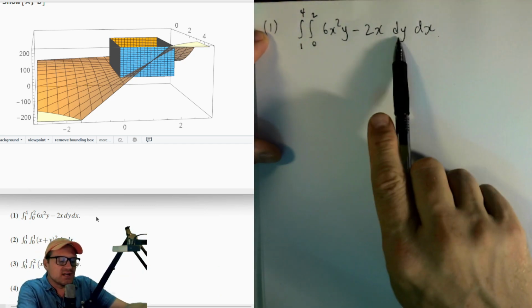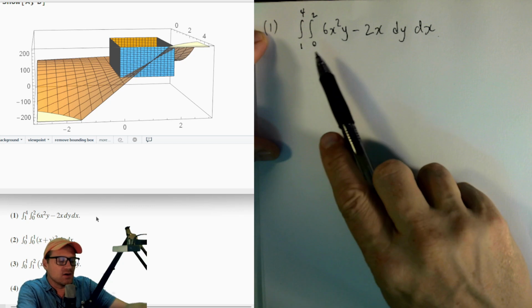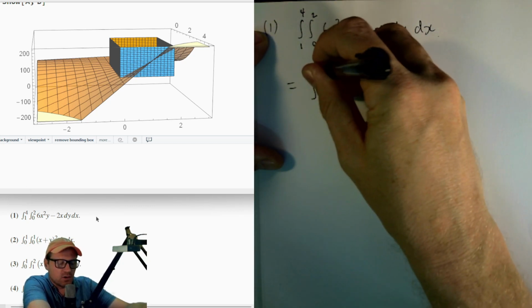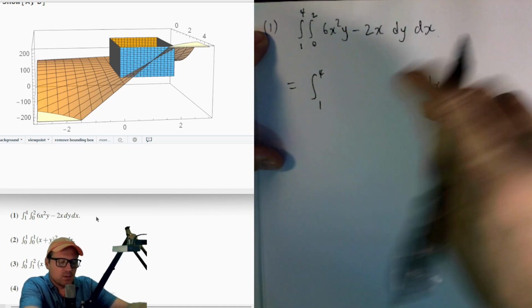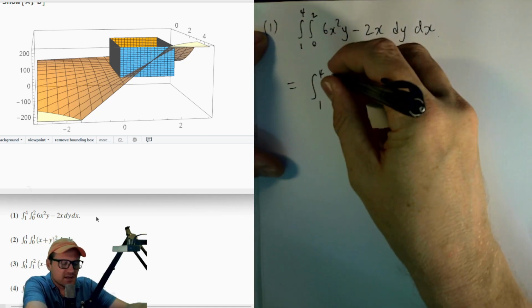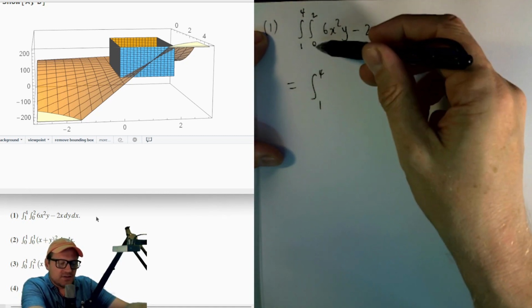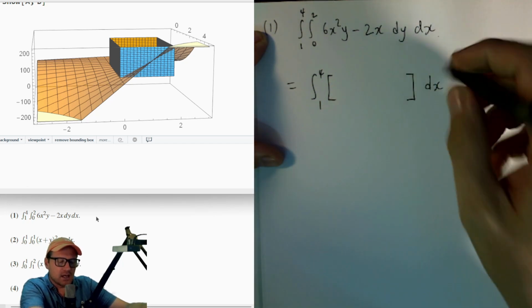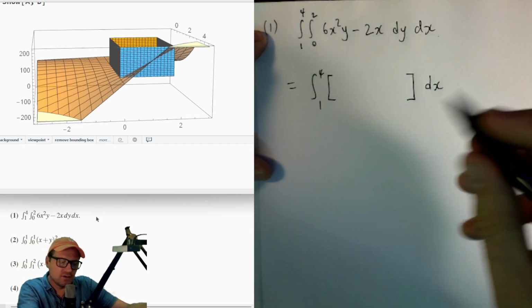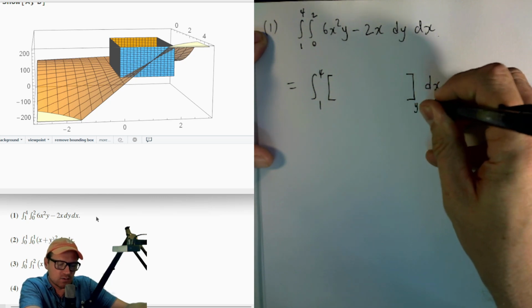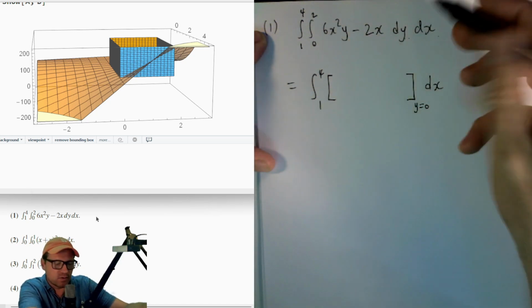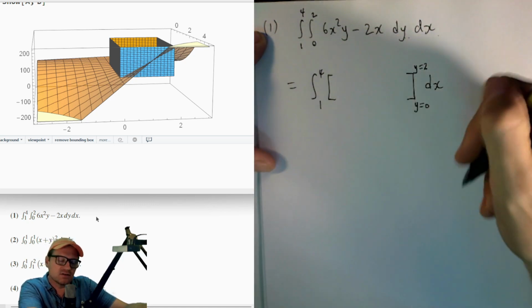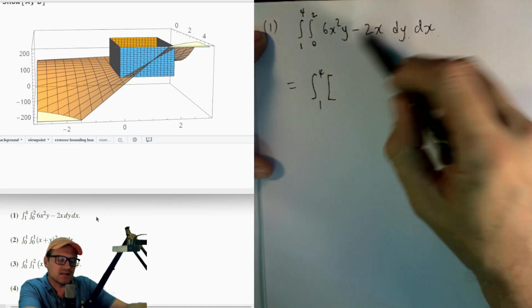We need to treat the other letter other than y as a constant when we integrate this. First we'll leave the 1 and the 4 and the integral sign in place, and we'll just do the inside. So we're going to evaluate this between 0 and 2. We'll put in a square bracket, and because this can get a little confusing, I like to put in y equals 0 to y equals 2, so we don't accidentally sub into the x values here.